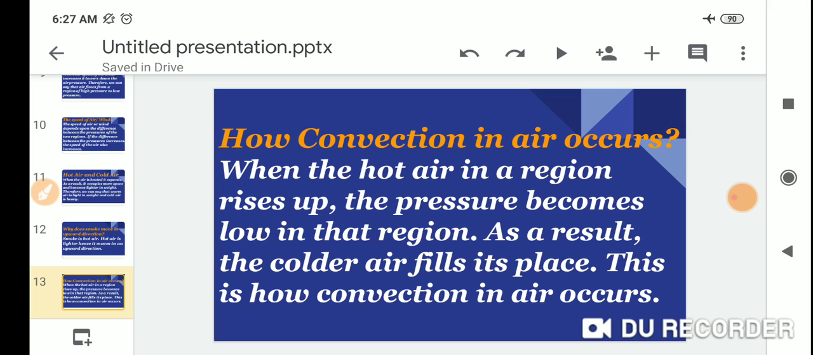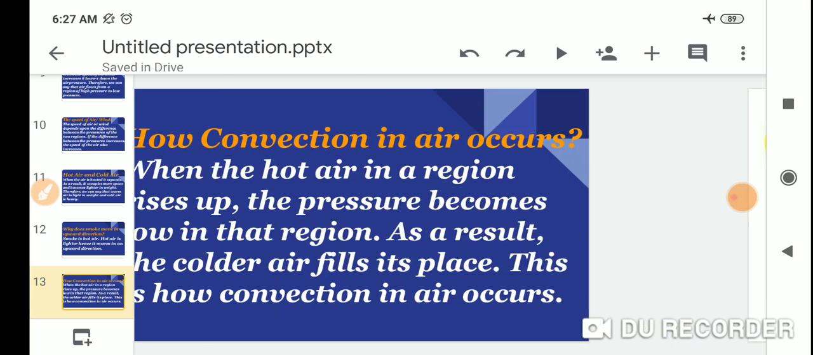How does convection in air occur? When the hot air in a region rises up, the pressure becomes low in that region. As a result, the colder air fills its place. This is how convection in air occurs.